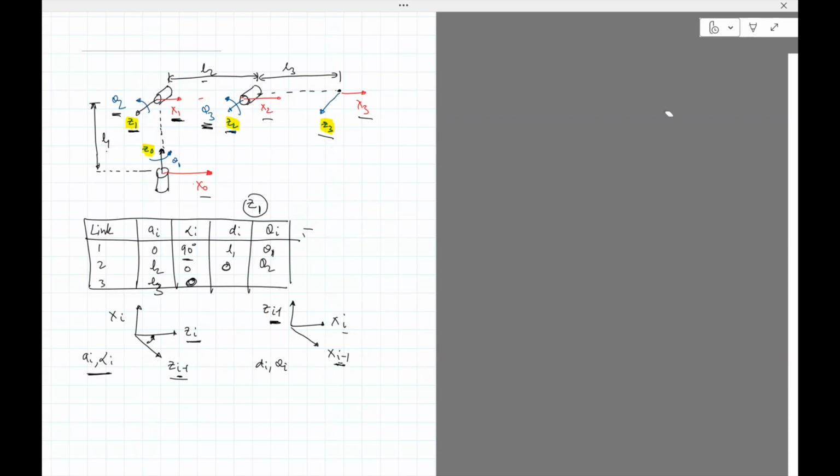Okay, and the final thing I need to do is figure out the relation for D3 and theta 3. So I put i equals 3, X2, X3, and Z_{i-1}, so Z2. First of all, the distance between X2 and X3 about Z2 is simply 0. And then the angle is going to be a function of theta 3. So I'll put theta 3 here.